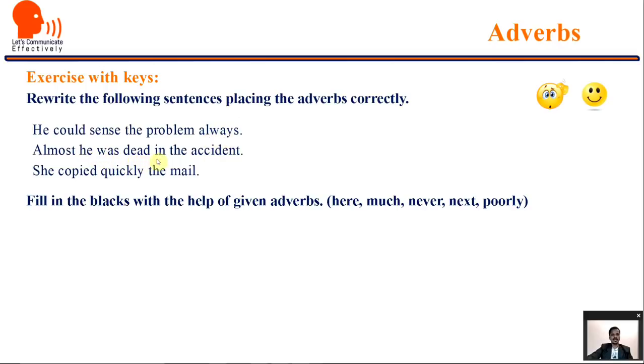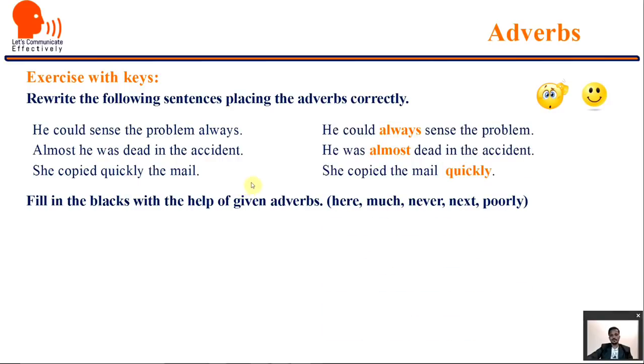Almost he was dead in the accident. Where will you put this almost? She copied quickly the mail. Where will you put this quickly? So just pause and replace, or be ready with your answers. I hope you have got it.